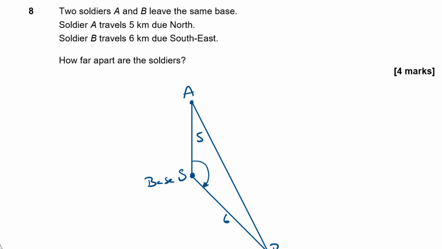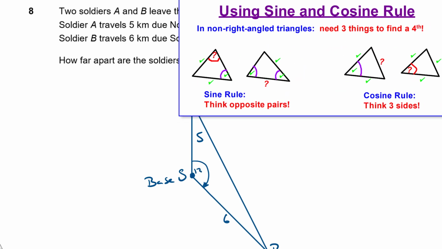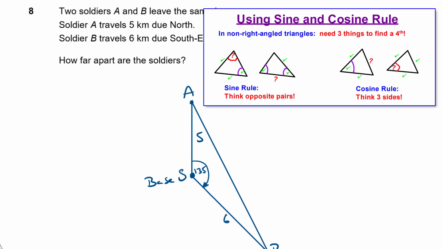Now southeast is halfway between east and south. Going east would be an angle of 90. Going south would be an angle of 180. So this angle is going to be halfway between those 2, isn't it? So halfway between 90 and 180, or 90 plus 45. So this one is going to be an angle of 135.